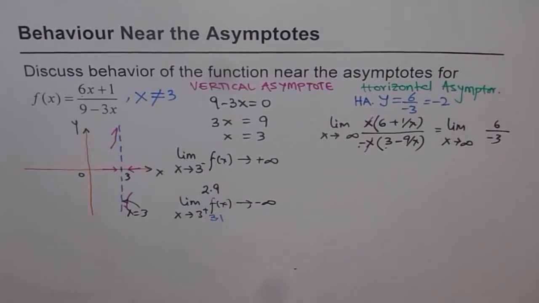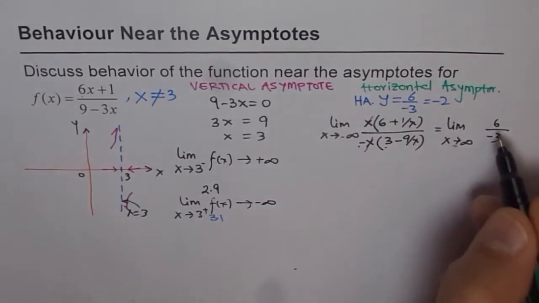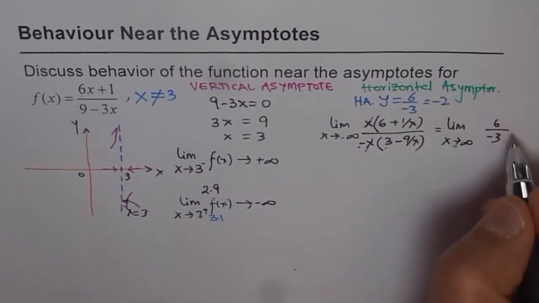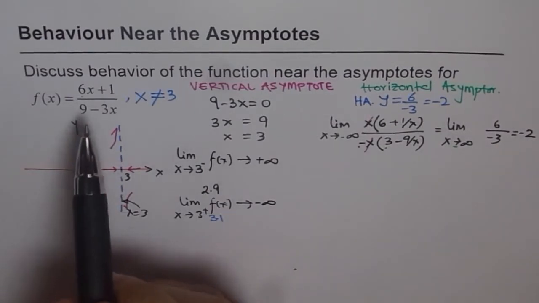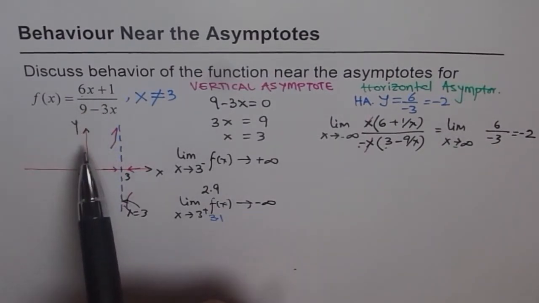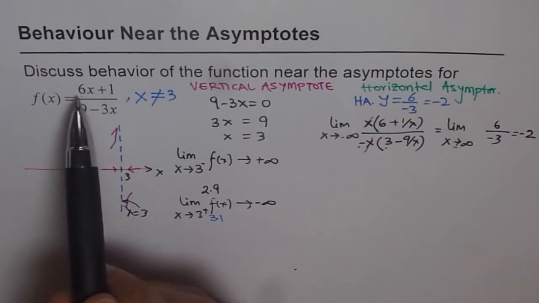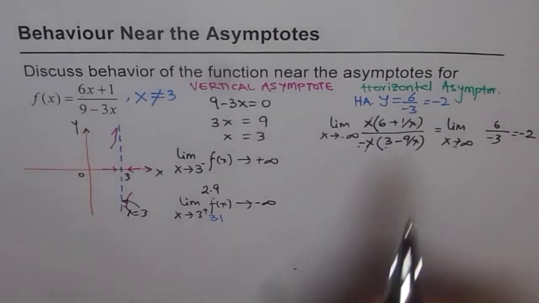Now, even if you do it with minus infinity, for example, negative infinity, even then this is just a constant. So the function approaches minus 2. Do you see that? So our answer is minus 2. For any rational function in that matter, if numerator and denominator degrees are the same, then the equation of the horizontal asymptote is the ratio of their leading coefficients. So we have a horizontal asymptote at minus 2.